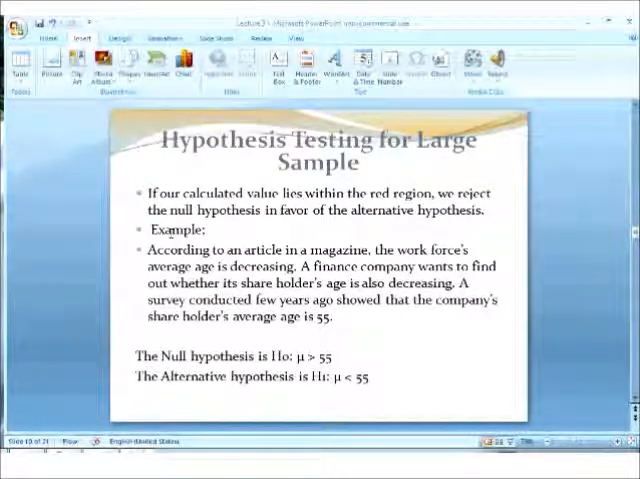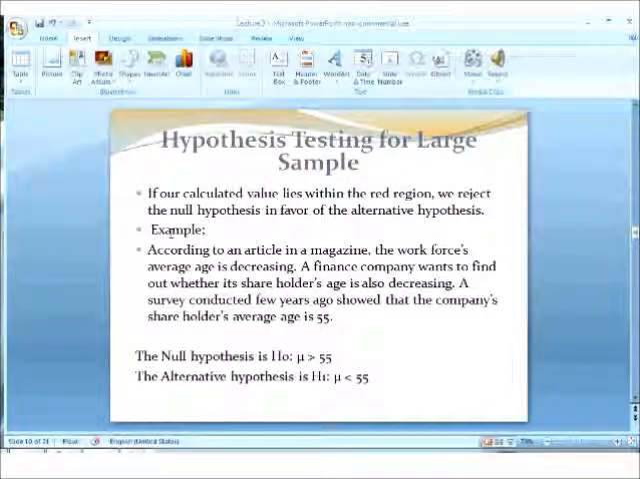Now examples. Now we'll do a few examples so that you'll better understand. This is an example that I selected from a book, and it says that according to an article in a magazine, the workforce average age is decreasing. Now, there was a finance company that read an article that said that the average age of the workforce in a certain town or in a certain country is decreasing. So whatever it used to be, it is not. More younger people are drawn into the workforce.